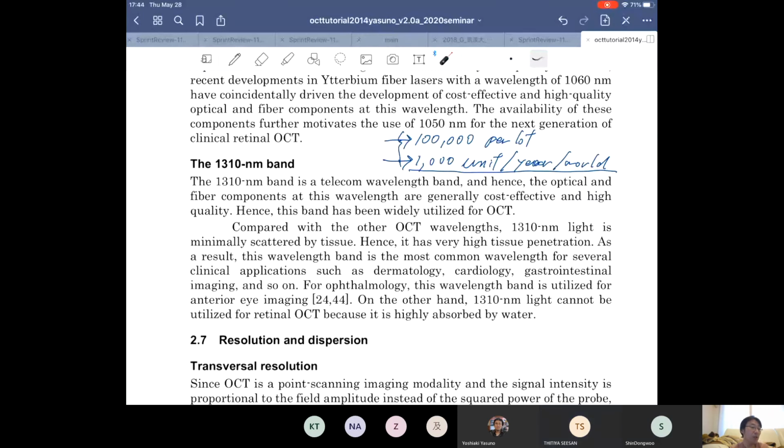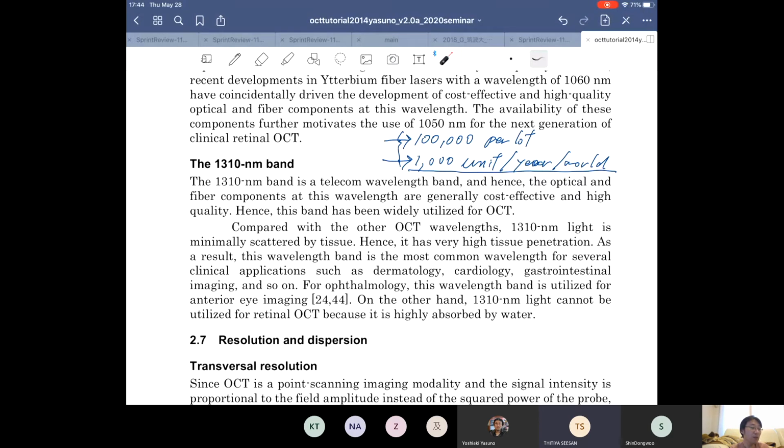In general, we can utilize this wavelength for subjects which have high scattering but no water layer on top. It includes skin, namely dermatology, and also cardiovascular measurement, like blood vessels of the heart. And you can also check your stomach and colon, for gastrointestinal disease imaging.